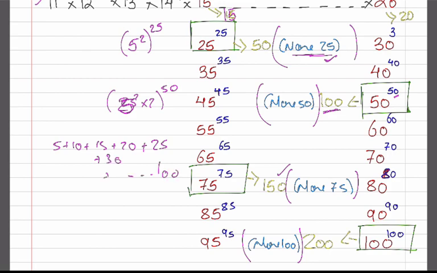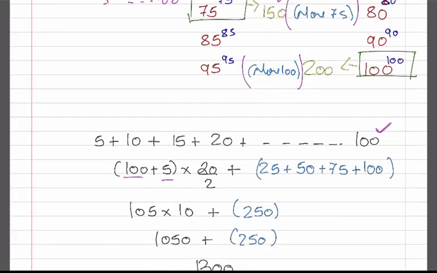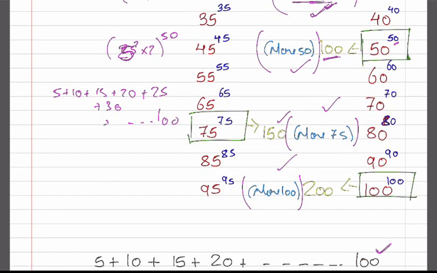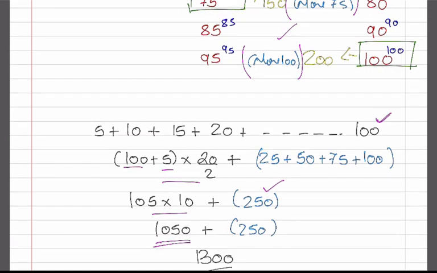So if I make an AP out of it, what is the sum of an AP? First term plus last term. 5 plus 100 will give me 105, into the number of terms, which is 20 terms, that is 100 divided by 5. 105 into 10 is 1050. But we had not taken the additional ones because I wanted to make an AP out of it. So let's add those additional 25 plus 50 plus 75 plus 100, which gives me 250. 250 plus 1050 gives me 1300.